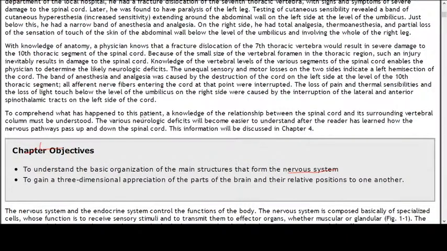What has happened to this patient? A knowledge of the relationship between the spinal cord and its surrounding vertebral column must be understood. So we'll be studying this. The various neurological deficits will become easier to understand after the reader has learned how the nervous pathways pass up and down through the spinal cord. This information will be discussed in chapter 4.